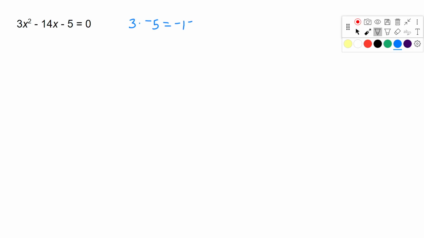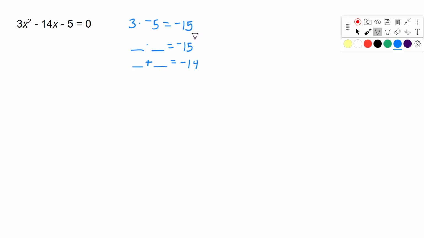is negative 15. So what we're going to look for are factors of negative 15 that add to negative 14. Now, even when you do this a times c method to find out what you're looking for factors of, those factors are always going to add to that second term every time.